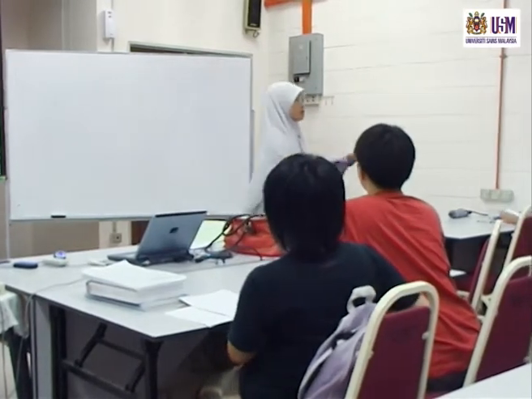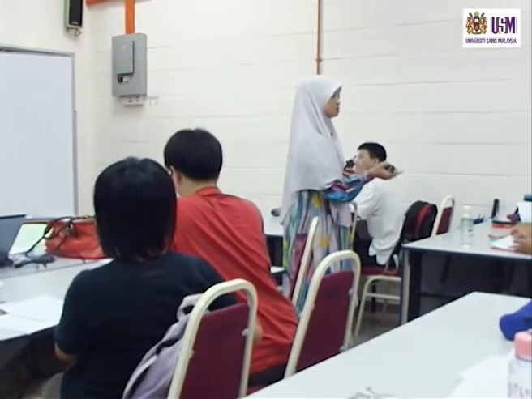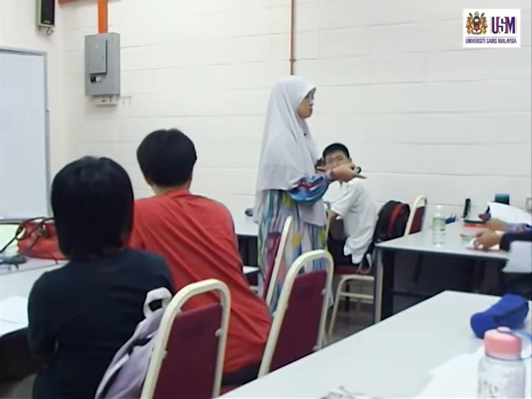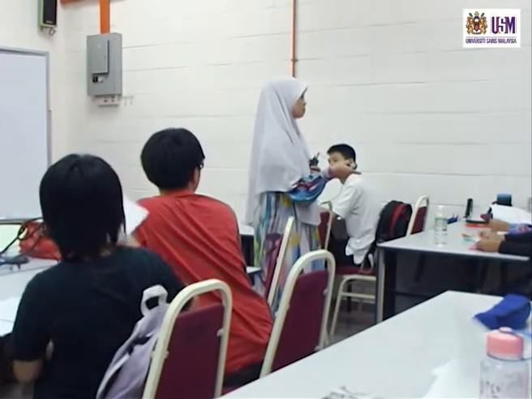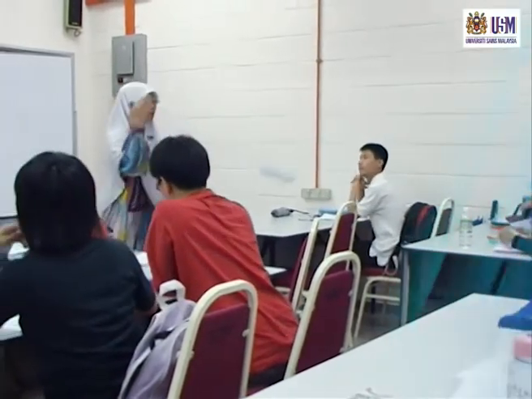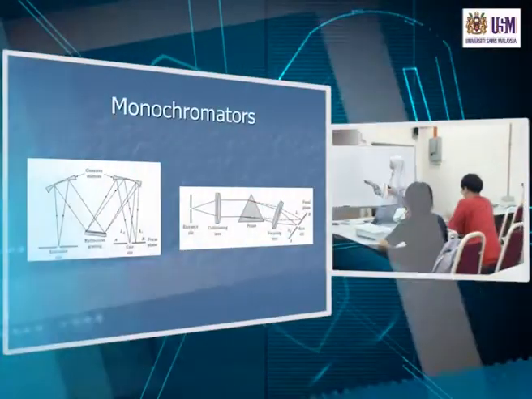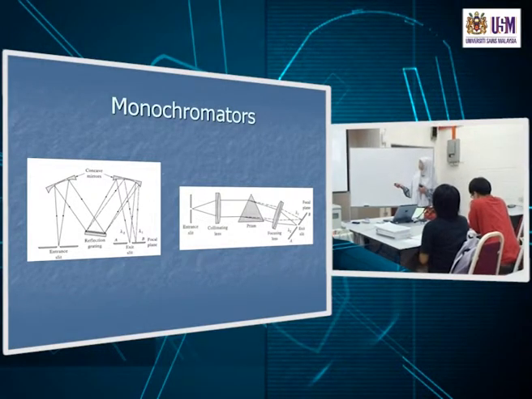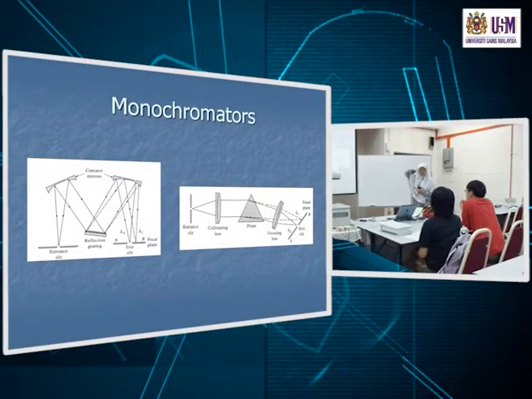What's the other kind of wavelength selector? One is monochromator, the one before this? Grating, filters. Filters, monochromator. Then when we get to monochromators, two kinds of monochromators. One based on the prism, the other based on the grating.